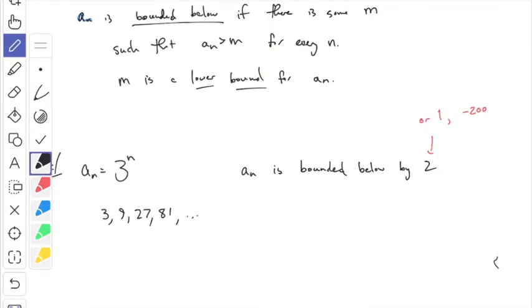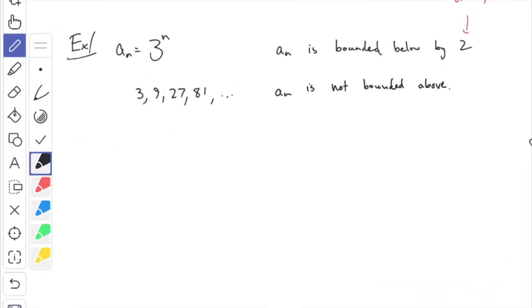All right. a_n is not bounded above. That's because this sequence, those numbers continue to get bigger every time, and there is no number which is bigger than all of them, right? Really, this is because the limit of a_n as n goes to infinity equals infinity. So it can't be bounded because these numbers continue to increase without bound forever.